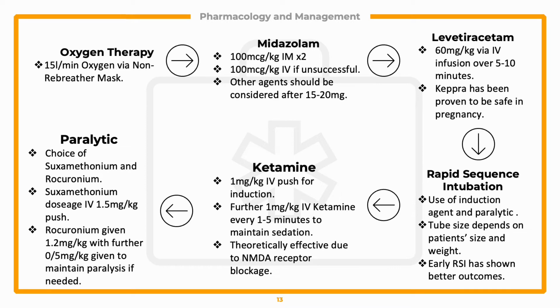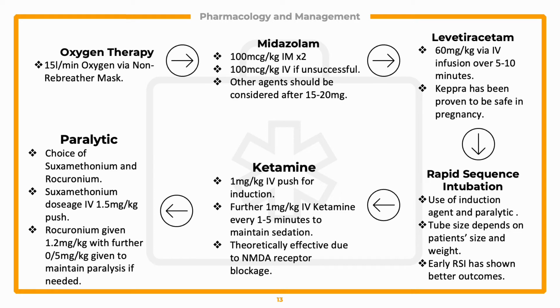Ketamine should be used as the induction agent with a dosage of 1 milligram per kilo IV. Further dosing of 1 milligram per kilo at 1 to 5 minute intervals should be administered to maintain sedation post RSI. As ketamine blocks NMDA receptors, this is theorized to be effective, as NMDA receptors increase as status epilepticus evolves. However, there is a lack of evidence and research surrounding this.